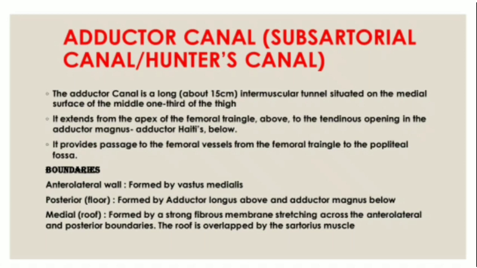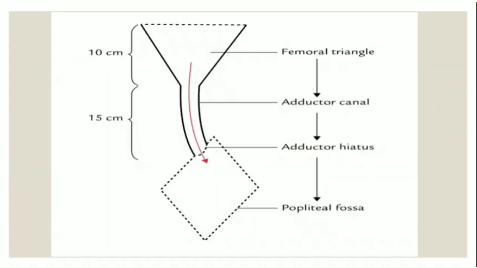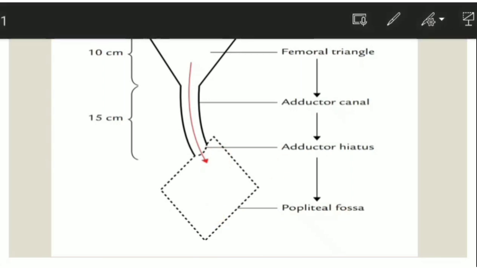Why are three names given? I will explain it. First of all, what is the adductor canal? See, the contents of the femoral triangle have to enter into the leg. So from the thigh, it has to enter into the leg. How will it enter? It will enter through the popliteal fossa. Likewise, in the upper limb we would have seen the arm.